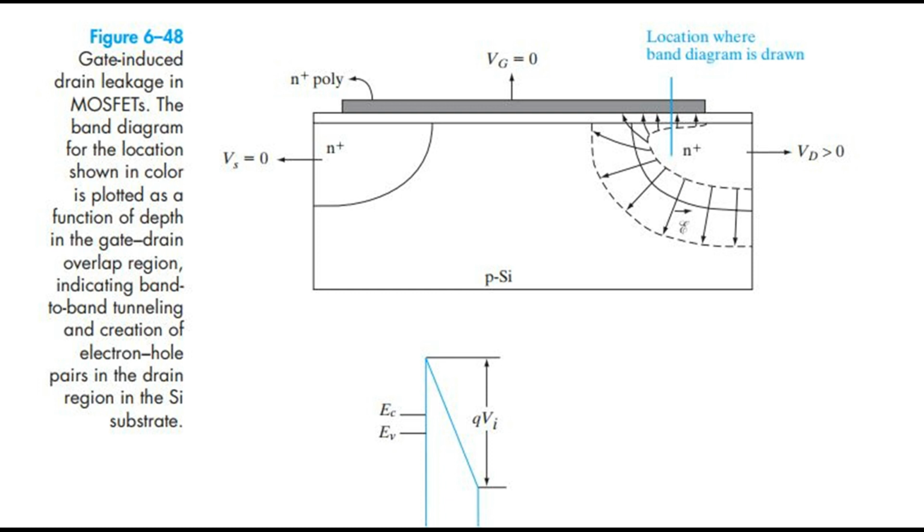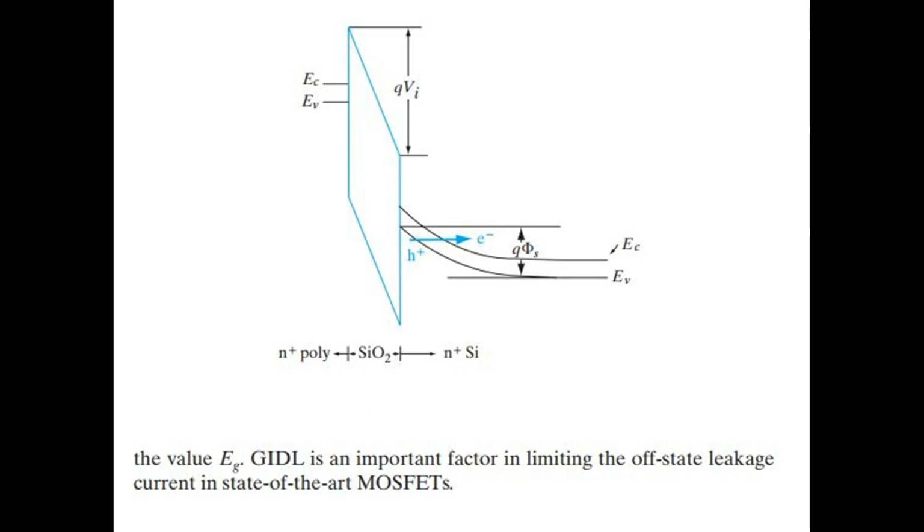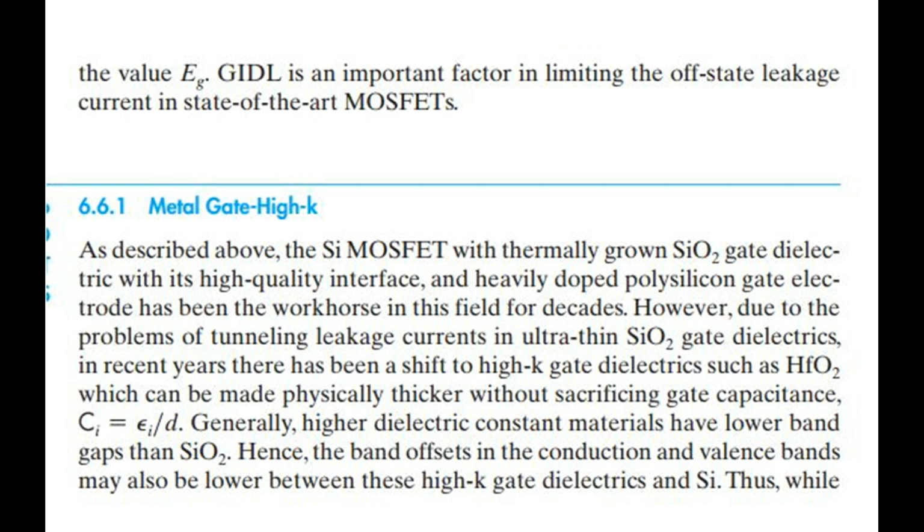As described above, the silicon metal oxide semiconductor field effect transistor with thermally grown silicon dioxide gate dielectric with its high-quality interface, and heavily doped polysilicon gate electrode has been the workhorse in this field for decades. However, due to the problems of tunneling leakage currents in ultra-thin silicon dioxide gate dielectrics, in recent years there has been a shift to high-K gate dielectrics such as hafnium dioxide, which can be made physically thicker without sacrificing gate capacitance, Ci = εA/d. Generally, higher dielectric constant materials have lower band gaps than silicon dioxide.